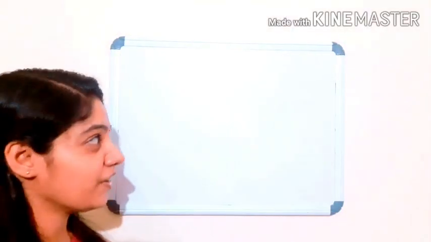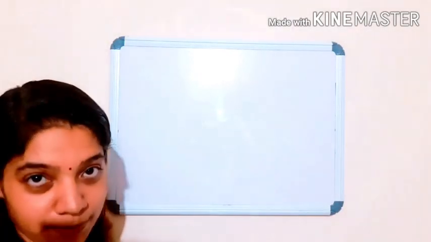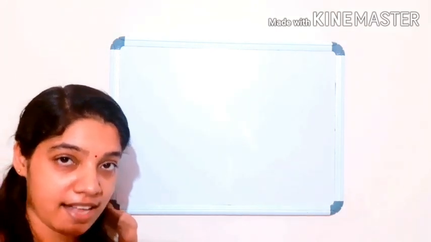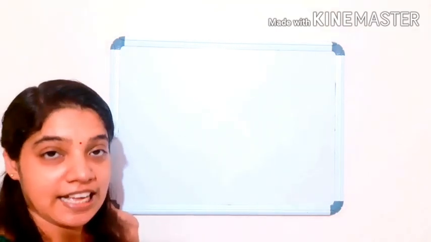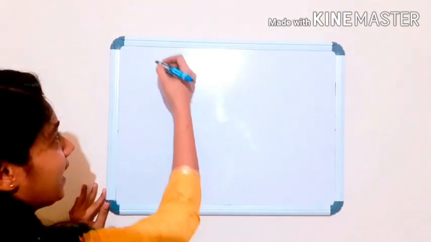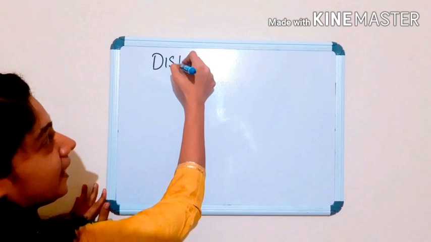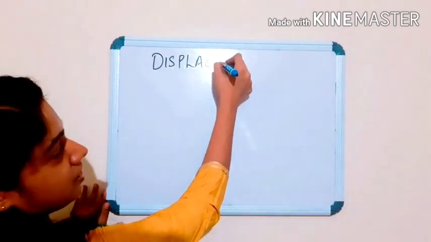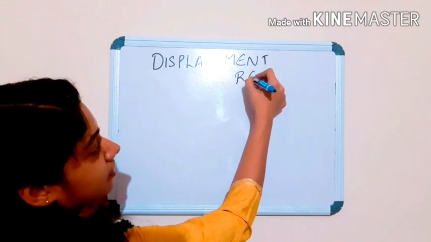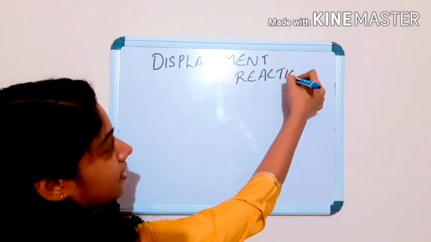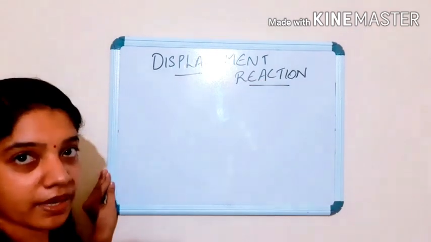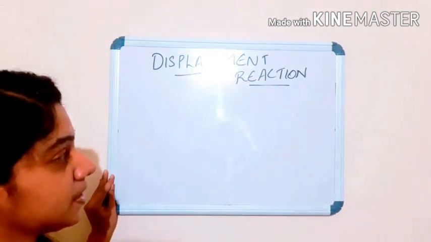Okay students, so we have discussed two types of chemical reactions, the combination reaction and the decomposition reaction. The next type of reaction that we are going to discuss today is the displacement reaction. This is the third type of chemical reaction, the displacement reaction.